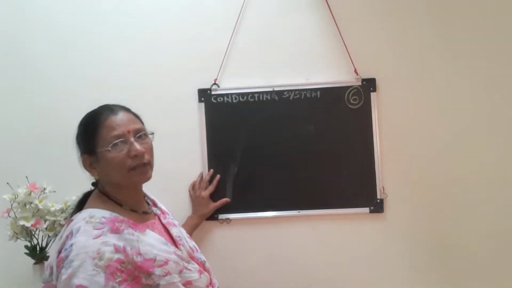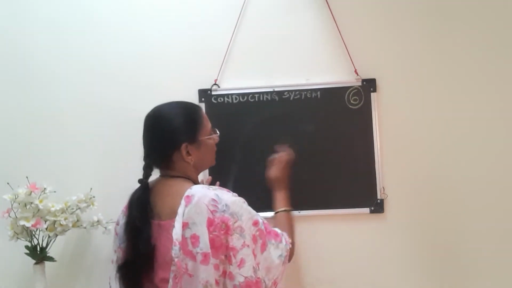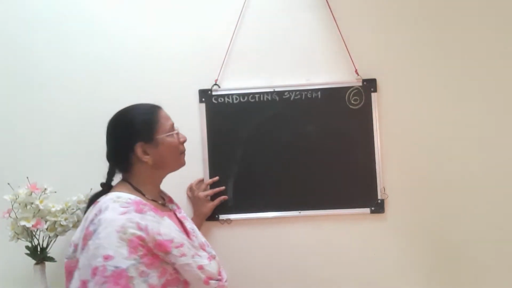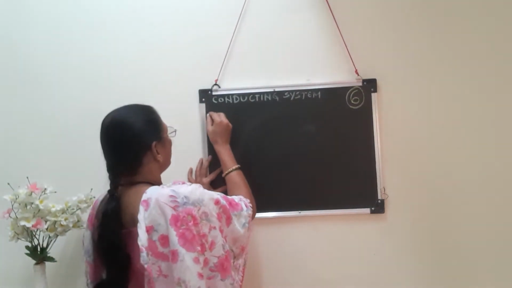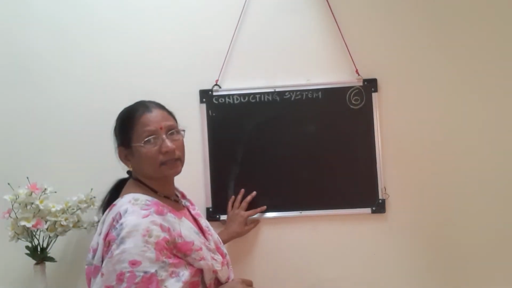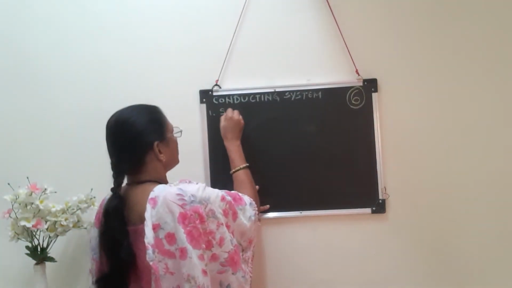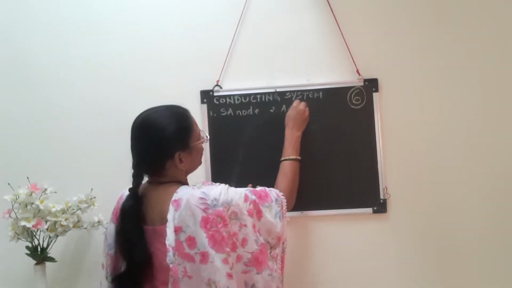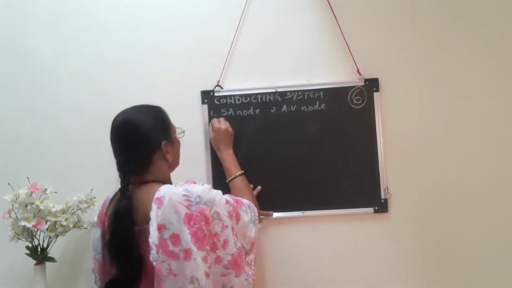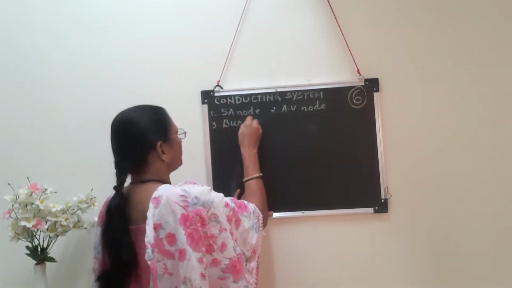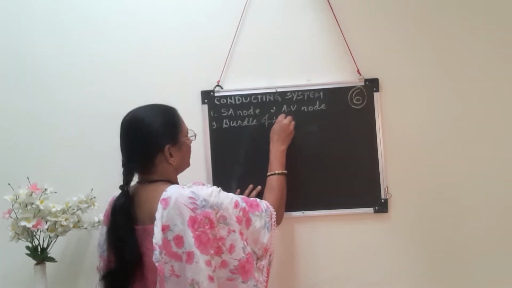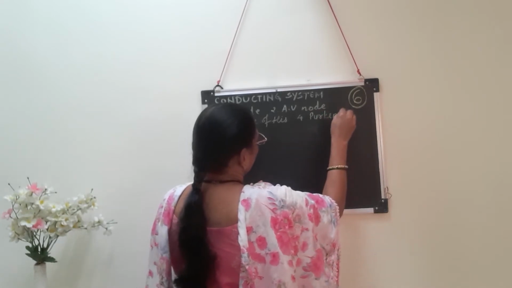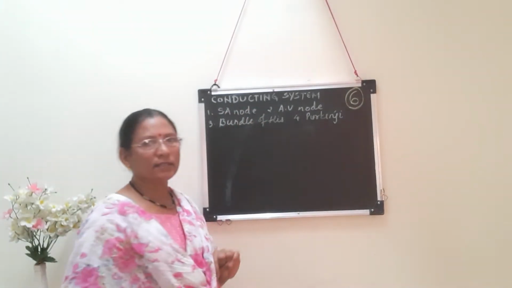Conducting system of the heart means how the wave of contraction is initiated, transported, and spread over the various parts of the heart. This conducting system involves specialized muscle plexus. The first one is called the SA node, the second is the AV node, the third is the bundle of His or bundle of Tawara, and the fourth is the Purkinje fiber. These are the components of the conducting system of the heart.